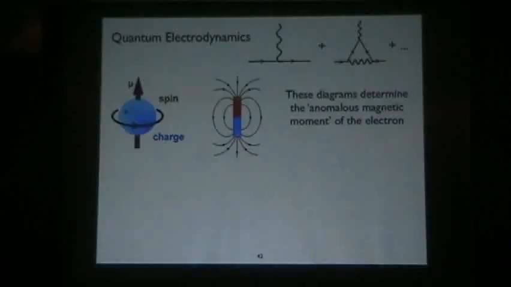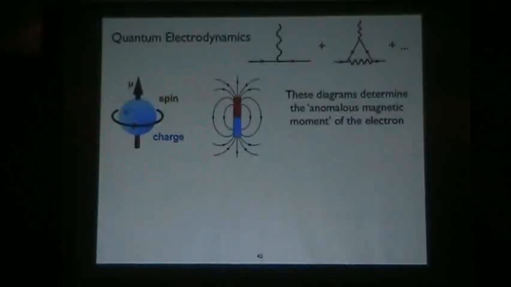So as an example, these diagrams are responsible for how an electron interacts with an electromagnetic field. And the simple example of that is how the spin of an electron interacts with the magnetic field from a magnet. There's a known classical interaction, but there's a quantum correction.